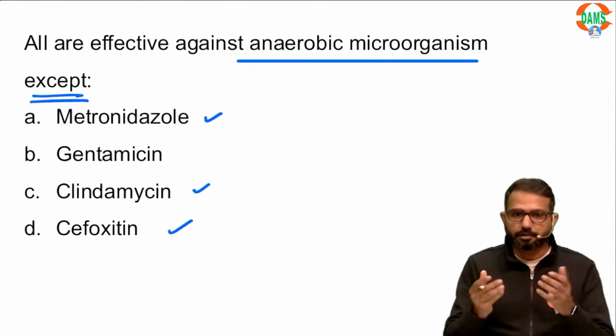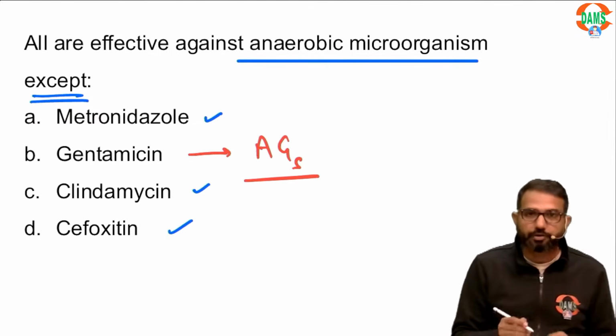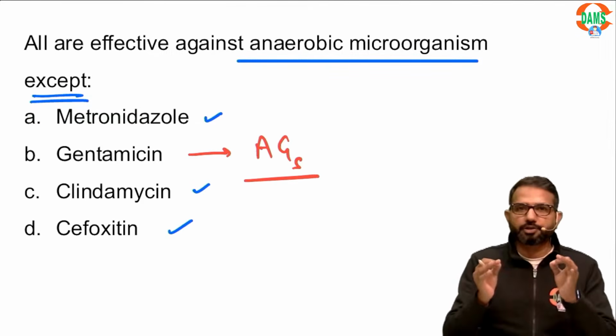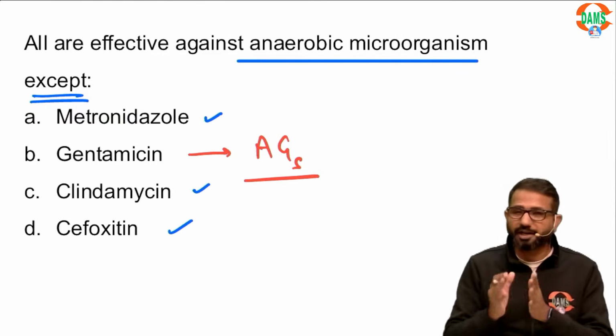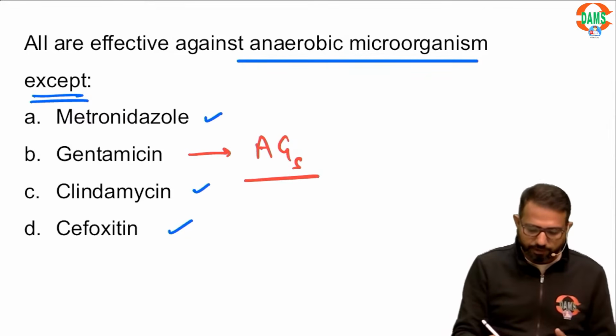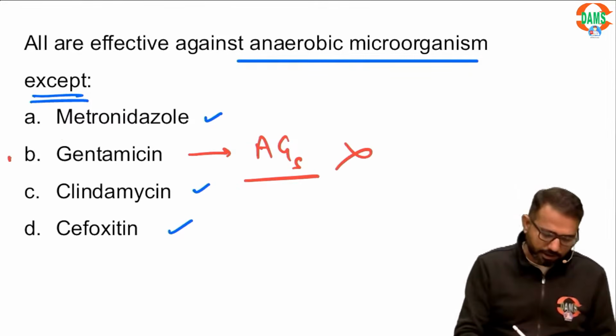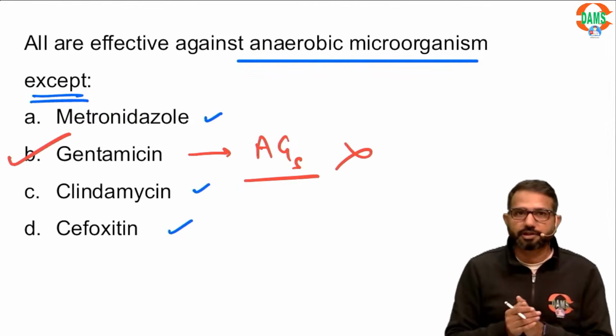But gentamicin is one of the aminoglycosides, and aminoglycosides need oxygen because they are highly ionized drugs. They need oxygen for their entry into the cells. That's why without oxygen there is no effect of gentamicin. So that's why gentamicin is the correct answer.